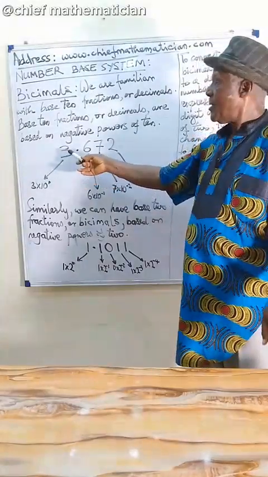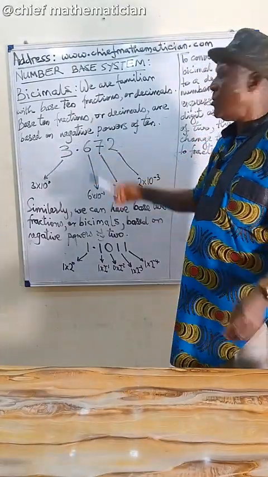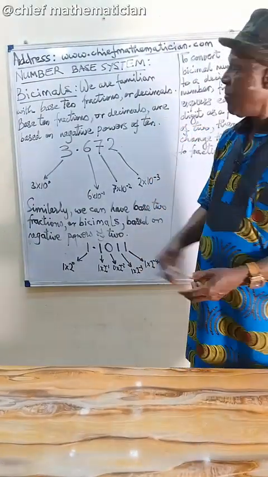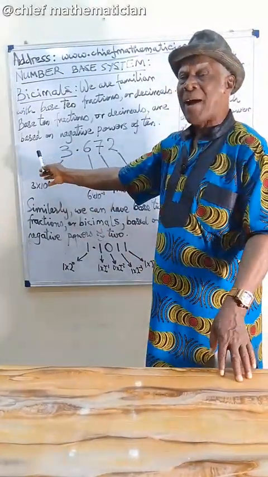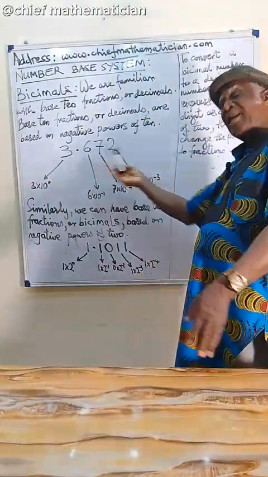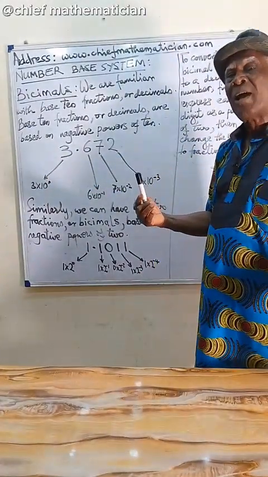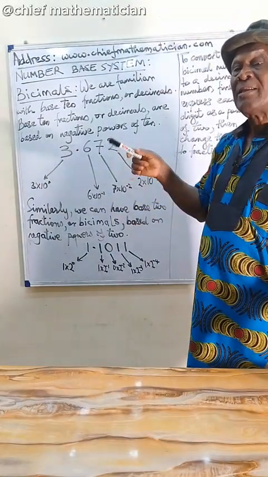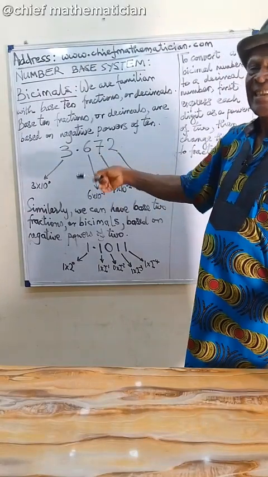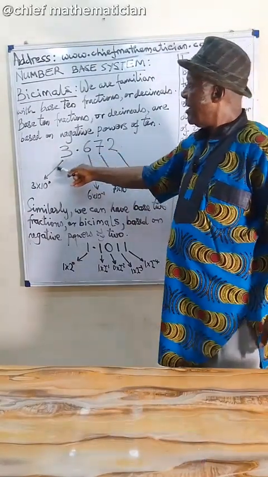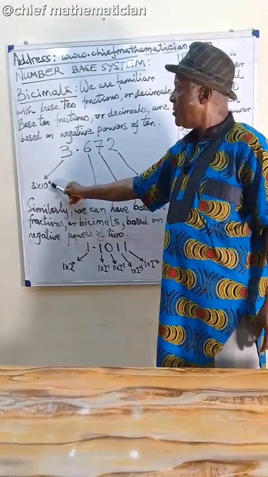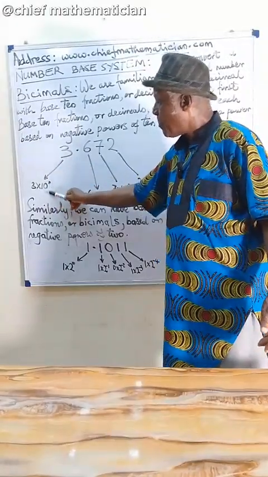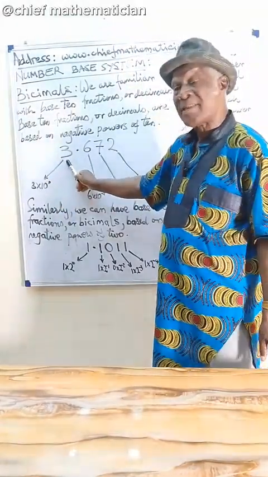The number 3.672 is a number in base 10. And we know what it means. 3 is on the integral part, 672 on the decimal part. How do we explain them? Please pay attention and see how we explain the place values of these digits. This 3 is 3 times 10 to the power 0. That's how you got the 3 there. And what gives you 3?